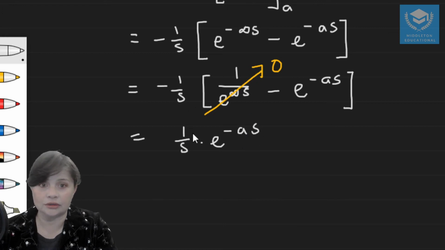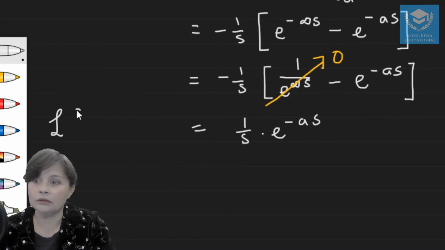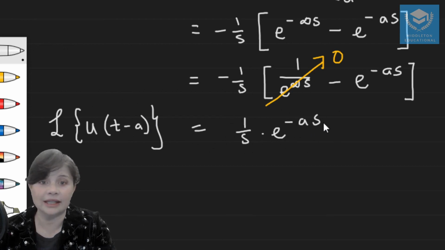Okay, so that means that the Laplace transform of the Heaviside function, when it looks like this, is going to equal 1 over s times e to the power minus as.